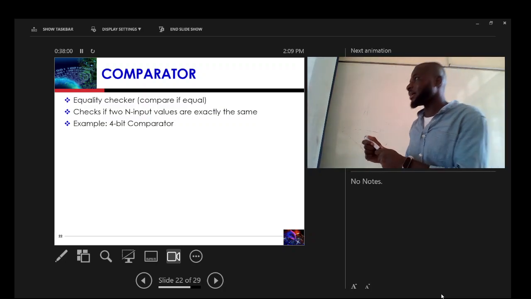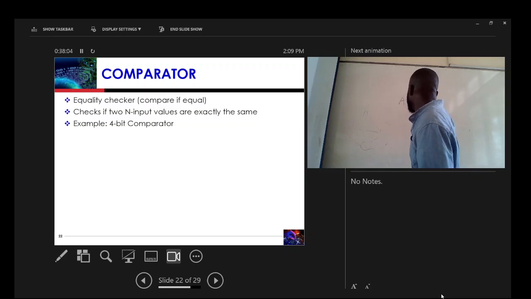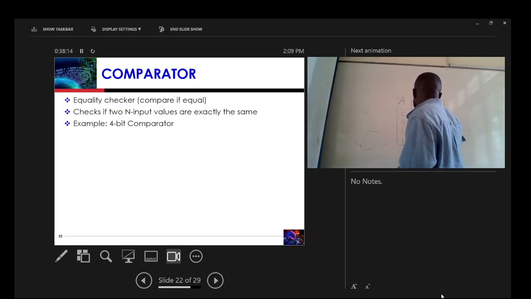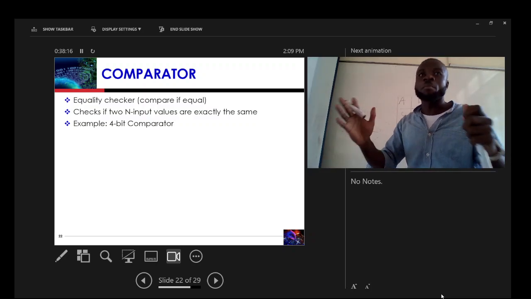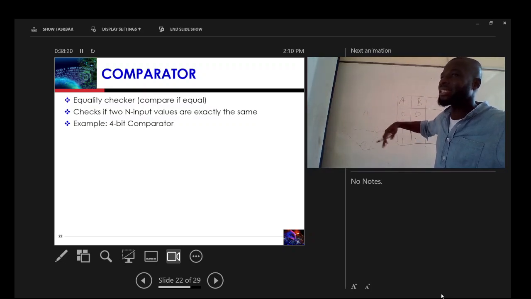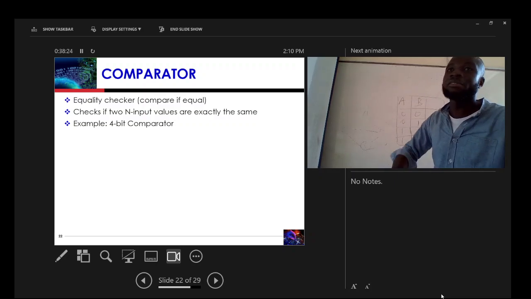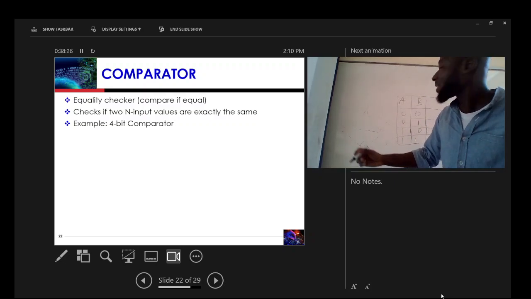So if you have two inputs A, B, what your comparator does is that it compares A and B, and if they are the same, it gives an output of 1. If they are different, it gives an output of 0. Simple as that.